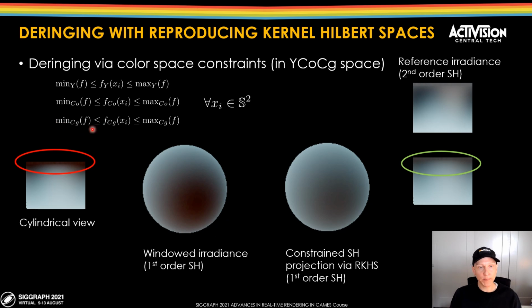Now, if we introduce this color space bounding box constraint, the result is shown over here. You can see there's no red color shift anymore, and it quite closely matches the reference second order SH over here. And you can see that the problem area inside the green circle here is very different from what you get when you introduce just a non-negativity constraint.